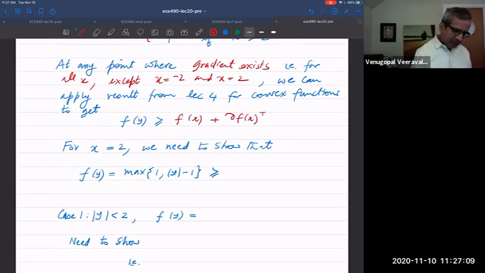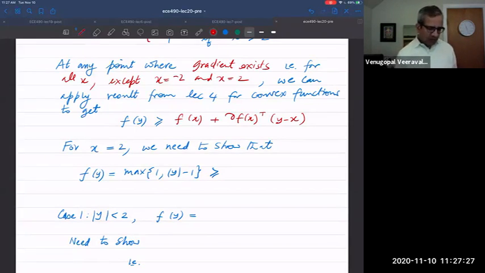At those points, the subdifferential is unique, and it's the same as the gradient. So basically, we only have to worry about these two points, x equal to 2 and x equal to -2. Okay, so let's look at the point x equal to 2. What do we need to show there?